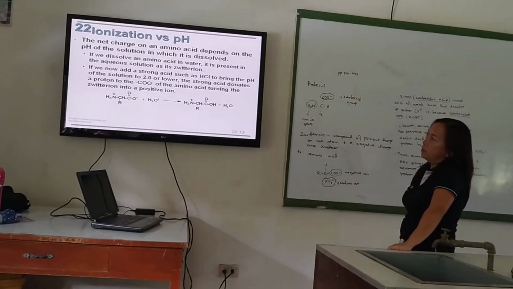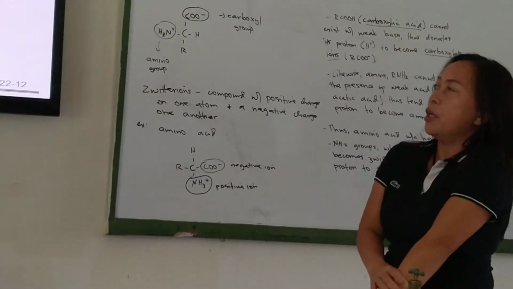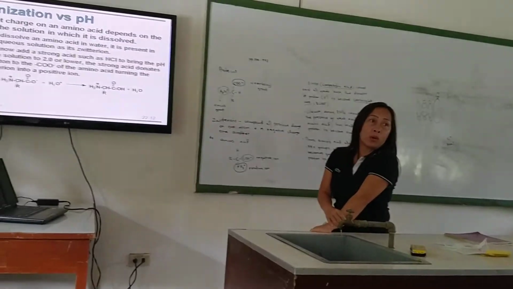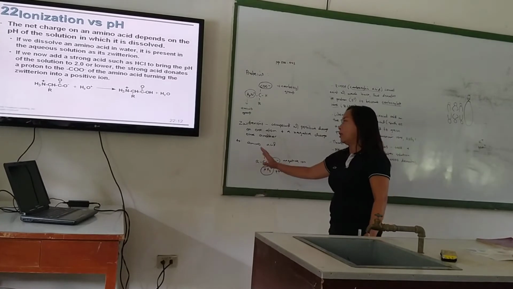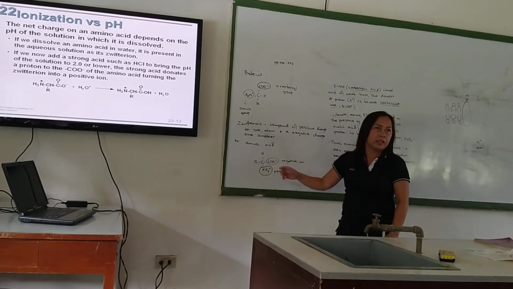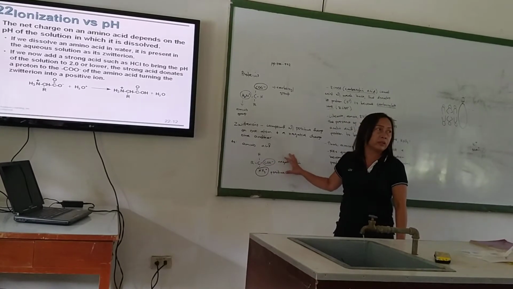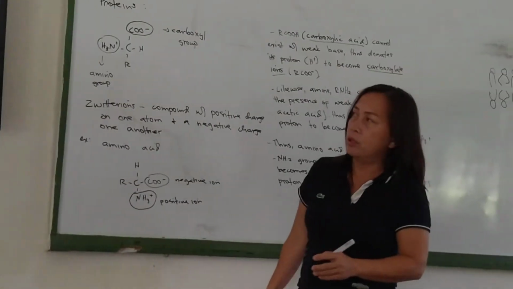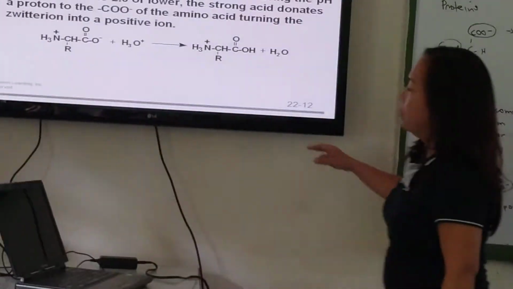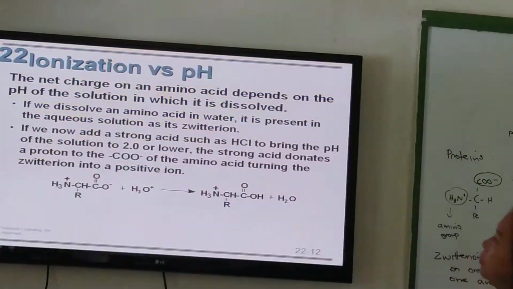Now, say for example, class, if we dissolve an amino acid in water, usually it is in the form of a zwitterion, as I have said. When we say zwitterion, say the amino acid alanine, you dissolve it in water, its structure would be a zwitterion, with a negative and a positive charge.